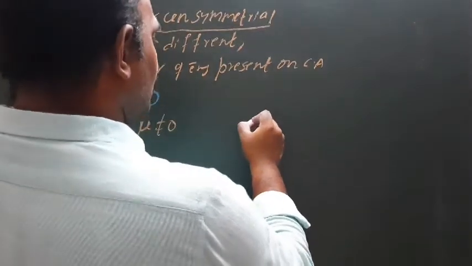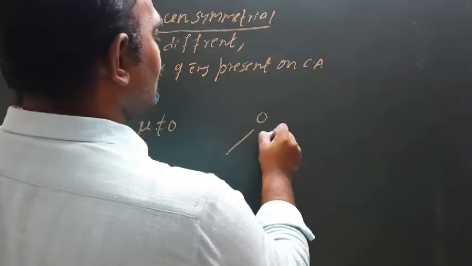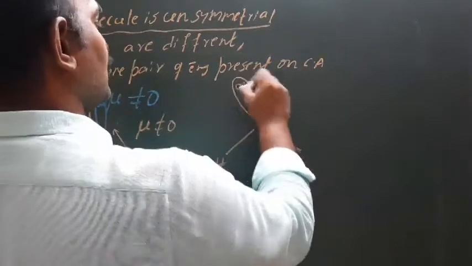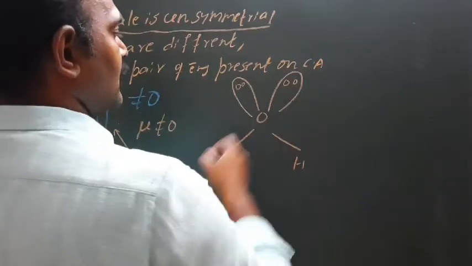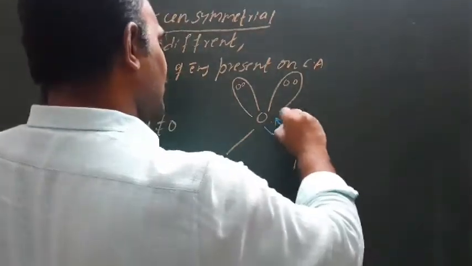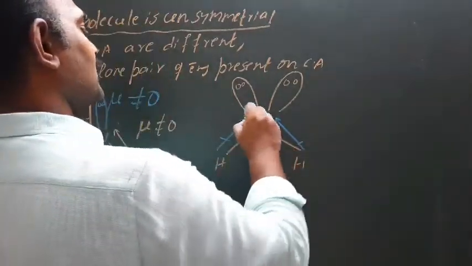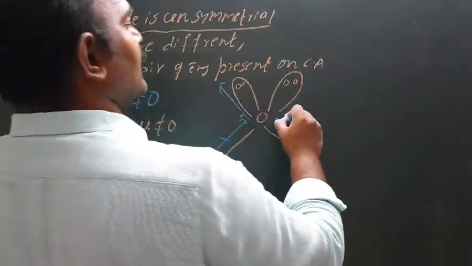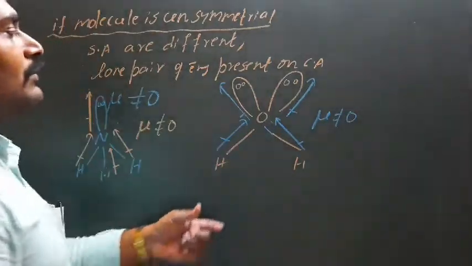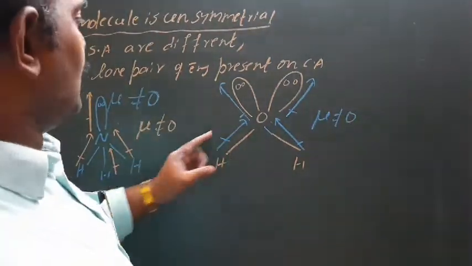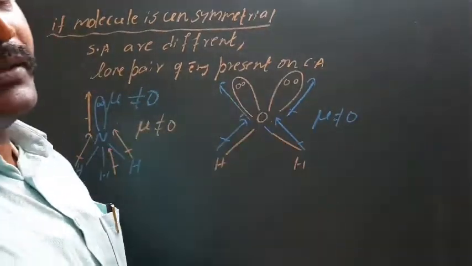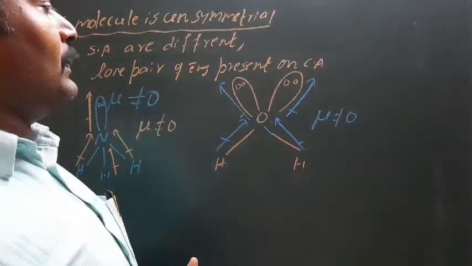Coming to the water molecule, oxygen has 2 lone pairs of electrons. Now see the net dipole moment: the bond moment is towards the oxygen atom, and in the case of the lone pair, towards the lone pair. So here also the dipole moment is not equal to 0. If the surrounded atoms are equal or different and they contain a lone pair, then the dipole moment will never be 0.